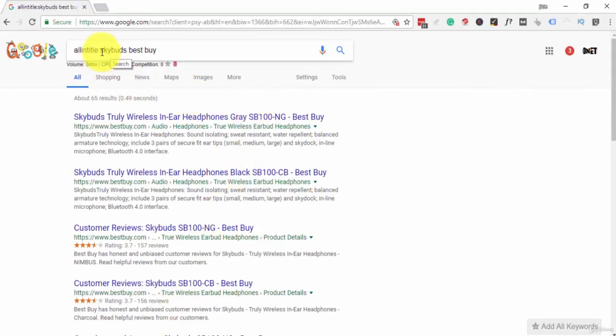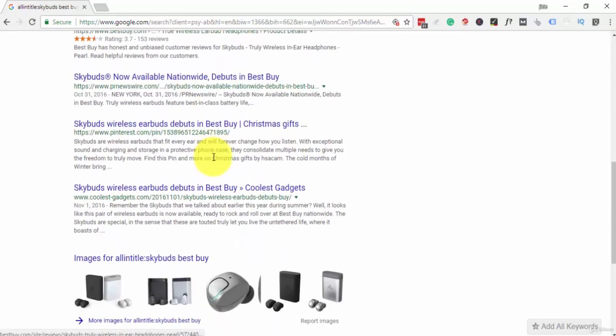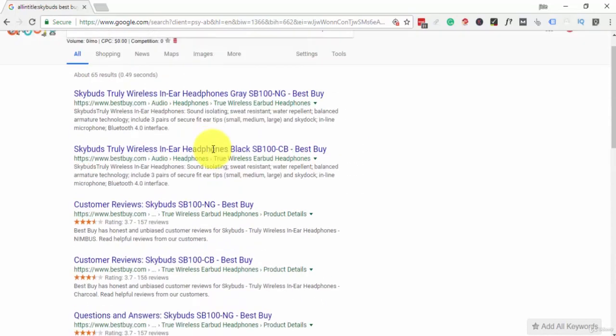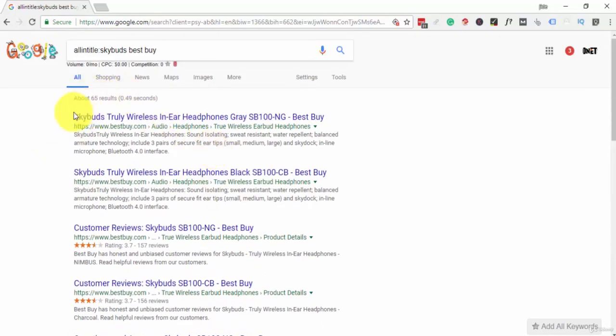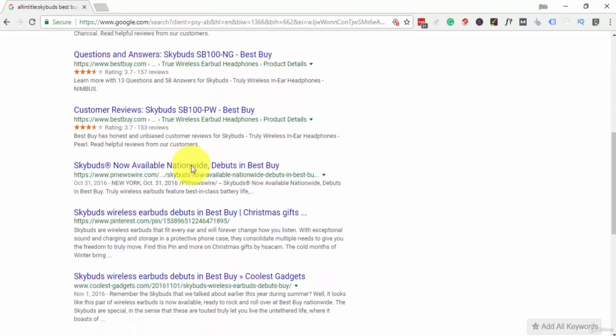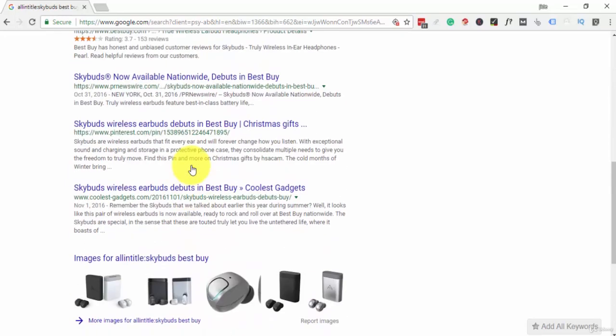Like this keyword now, it's okay for me. I can go for it because I have authority with my domain. But most websites that are starting do not have authority in their domain. So if you publish a post, believe me, if you search for this keyword and you put Skybots Best Buy in your title directly like this, you are going to get to the first page immediately. So that's it for now, and we move to another tactic.